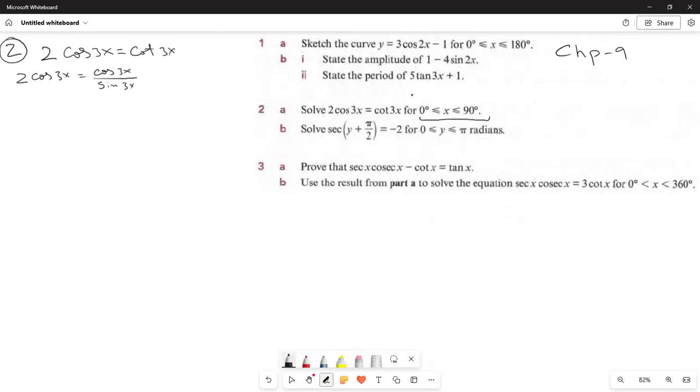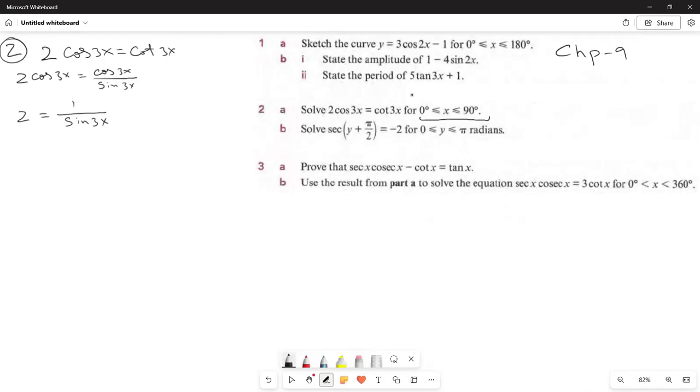Can I cancel cosine 3x with cosine 3x? Yes, but not exactly. You see, canceling means I divide both sides by cosine 3x, but I cannot divide by 0, remember? So this division is valid as long as cos 3x is not 0. So we will consider the case when this is equal to 0 later. But I assume that right now cos 3x is not 0, so I can divide both of them. So it will become 2 times 2 is equal to 1 over sine 3x.